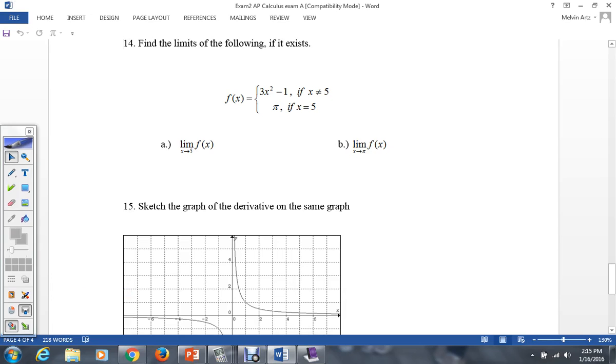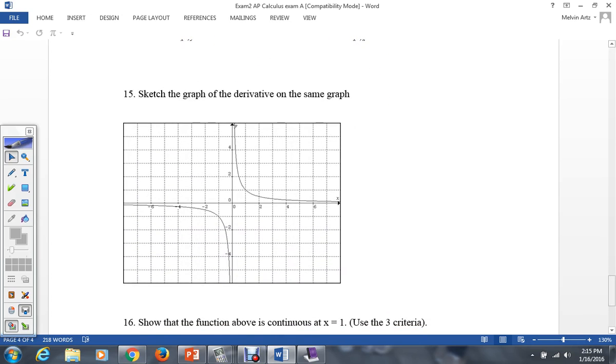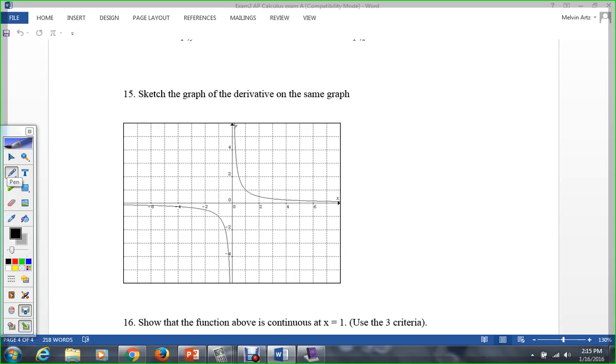Number 15, sketch the graph of the derivative on the same graph. This particular graph, we did sketch that in one of our lessons, so we're not going to go over this. You can go back and look at the previous, I believe it's in section 1.9. We graphed the derivative graph, and it looked something like this. So make sure you're comfortable graphing the derivative function given some function.